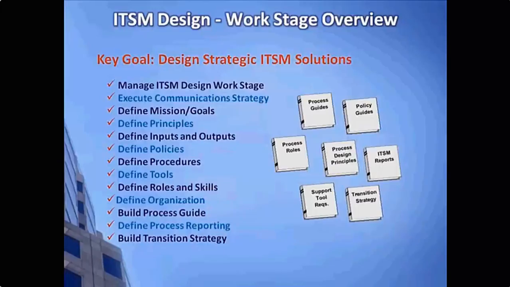But for now, the key tasks, as you can see them here, include managing this work stage, executing your communication strategy, defining mission, goals, principles, inputs, outputs, policies, procedures, tools, if there's tools involved with this effort, roles and skills, your organization, building a process guide, defining your process reporting, and then building a transition strategy or plan for how things will move into production. So again, these are all the key pieces and parts of the process that you will be designing in this work stage.